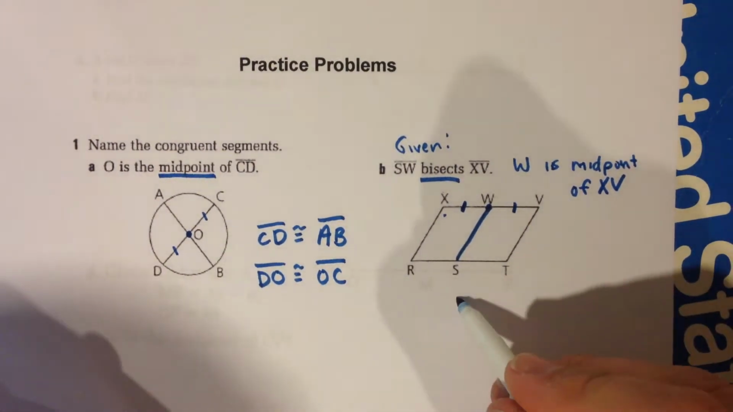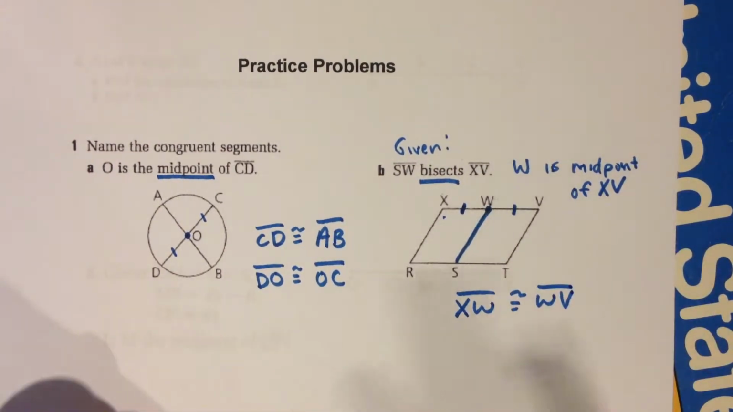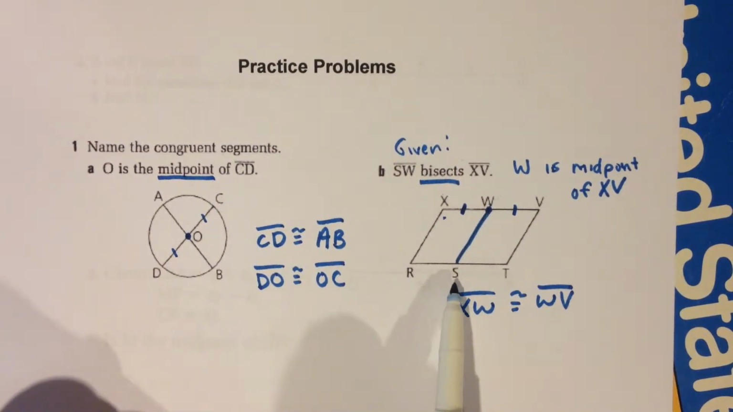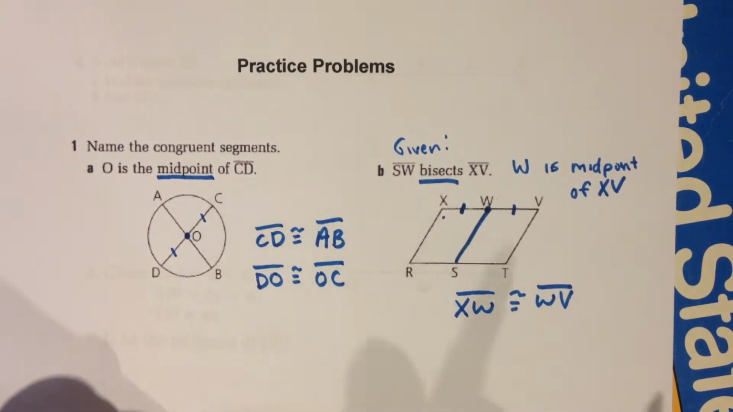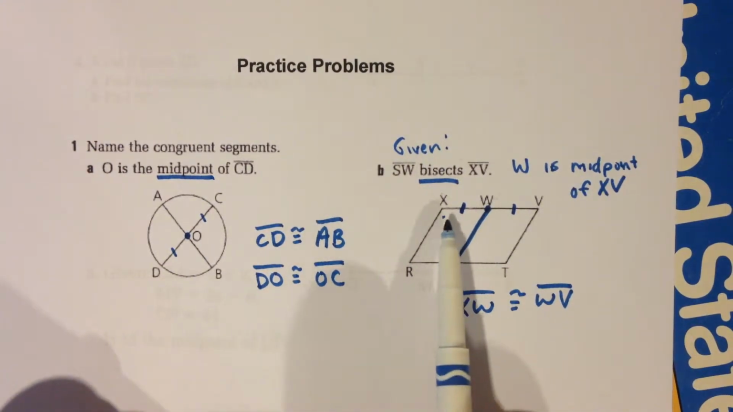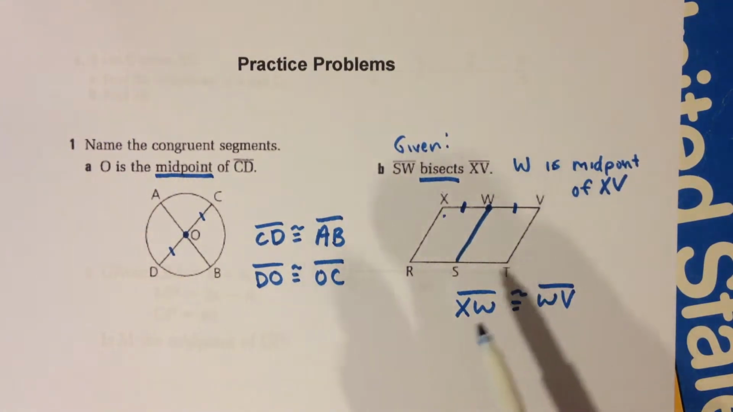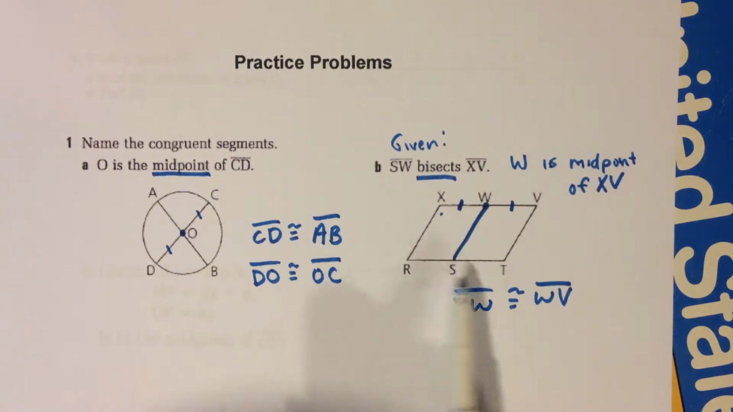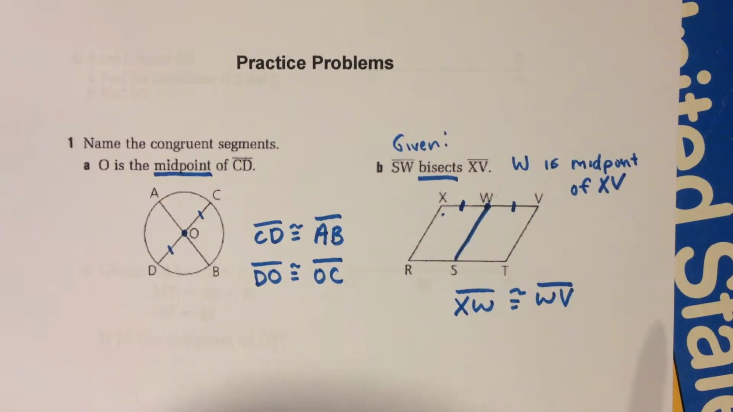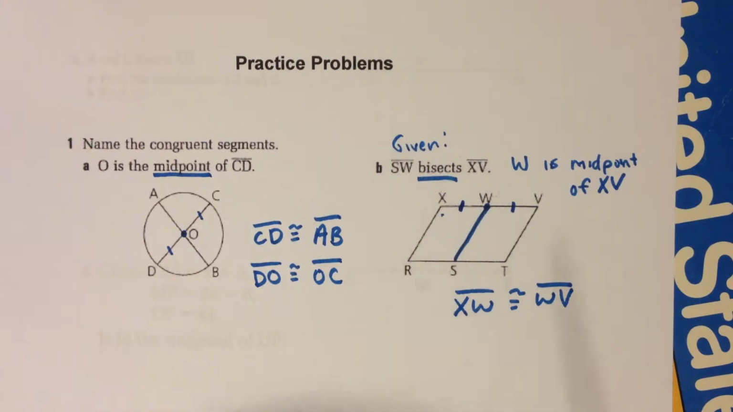That's the only thing you know. XW is congruent to WV. Now if you have anything other than that, you're wrong, because you might say that RS is congruent to ST, but we don't know that for sure. You don't know anything about the angles or anything. The only thing you know is that those two segments are equal. I had people talking about angles here. I had a lot of people say that these opposite segments are equal. None of that is talked about. The only thing you know is that SW bisects that other side.